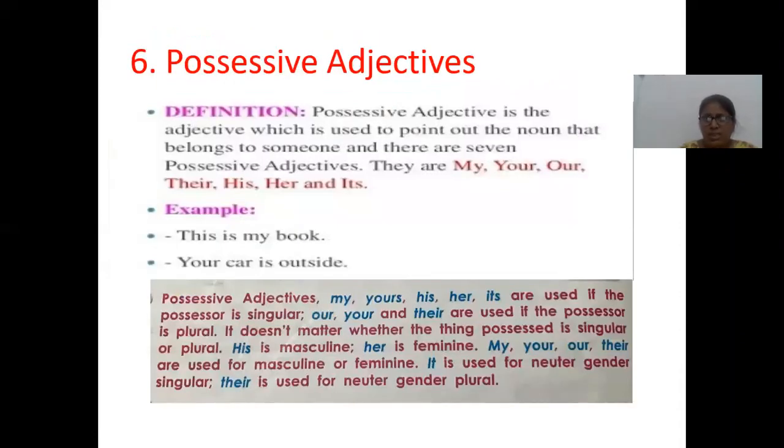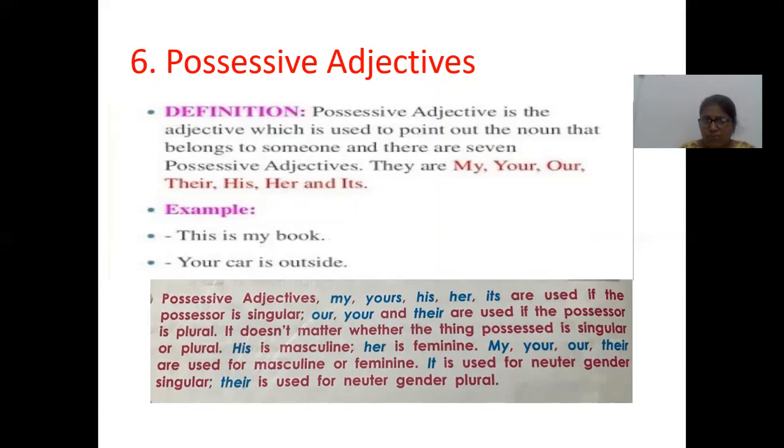Next is possessive adjectives. With the word possessive, it is very clear that it shows belonging or it shows ownership. So, possessive adjective is the adjective which is used to point out the noun that belongs to someone, that shows the ownership to someone. Now, there are 7 possessive adjectives. They are my, your, our, their, his, her and its.